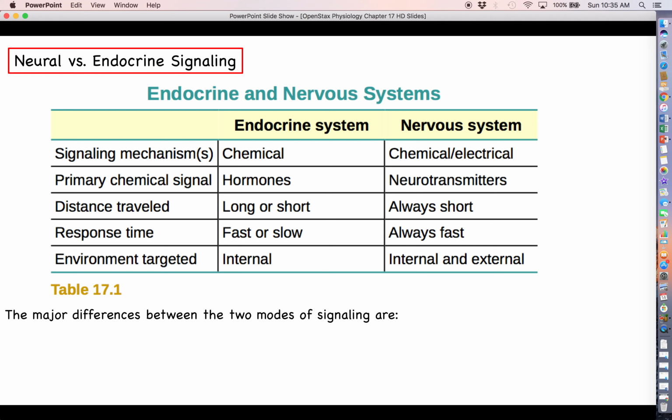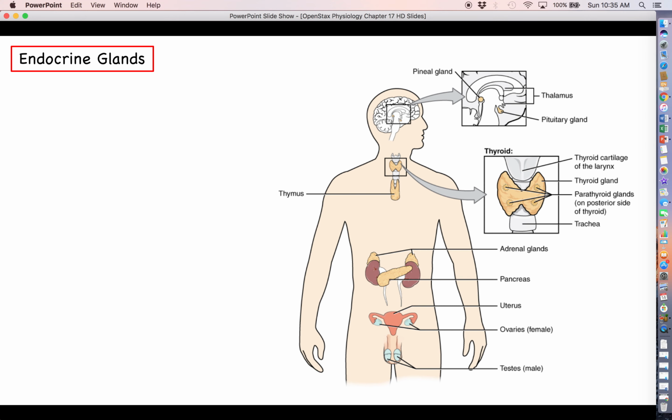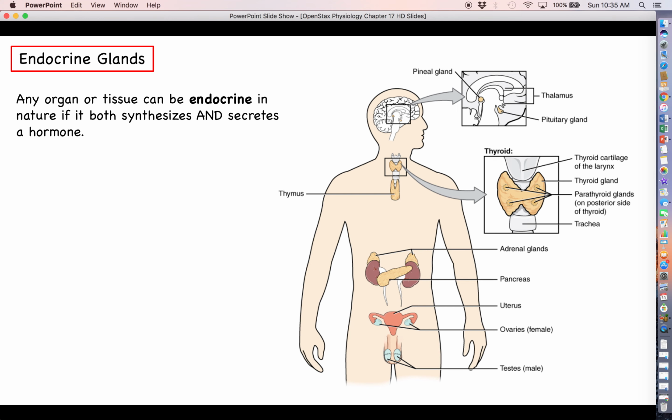The ones we focused on were the response time, so we agreed that electrical signals are unsurprisingly faster, so we can turn on a neural response loop much quicker. But as far as duration of action goes, hormonal responses will last much, much longer. So let's talk a little bit about some of the endocrine glands that we might see throughout this chapter. So let's start with a definition of what makes something endocrine in nature. So anything can be an endocrine gland as long as it satisfies two requirements.